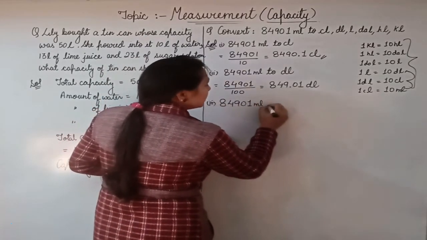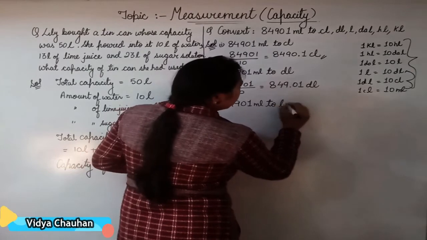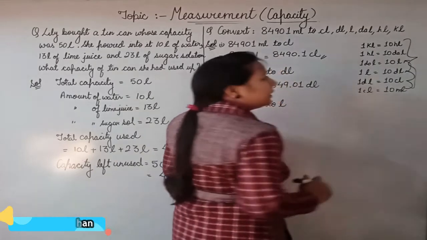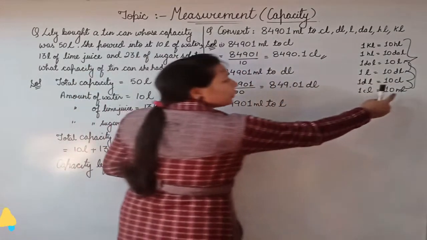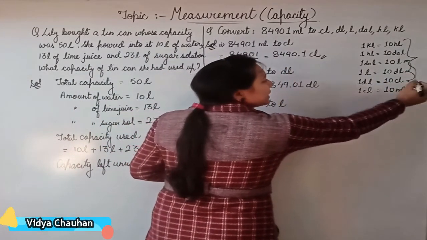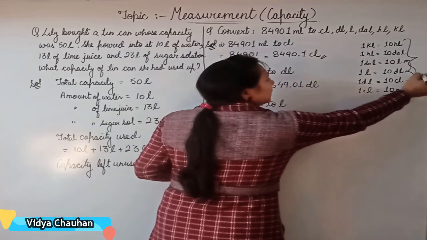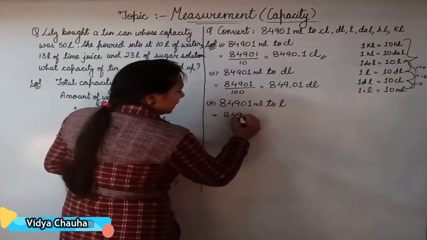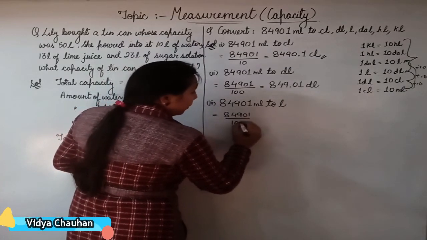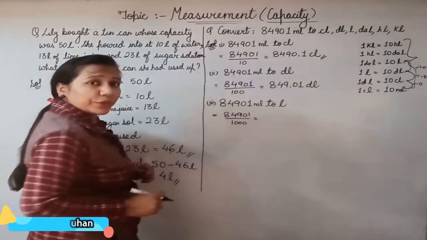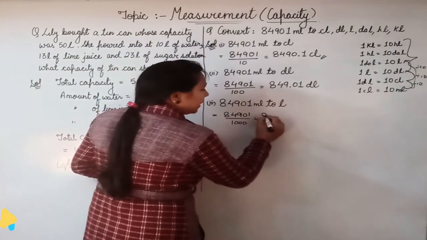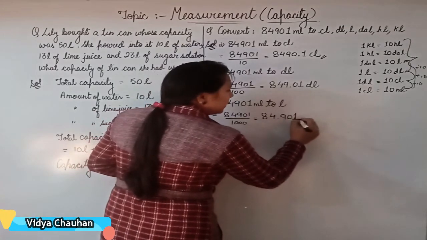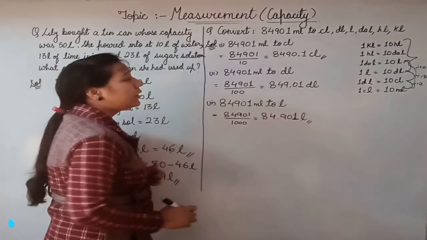Coming to the third part, in which you have to convert 84901 milliliters to liter. Now we have to move one step up again, that is to liter. So milliliter to liter, 3 steps means dividing the term 3 times by 10. So that will be 84901 divided by 1000. Whenever divided by 1000, you will get 84.901 liter. So this is your third answer.